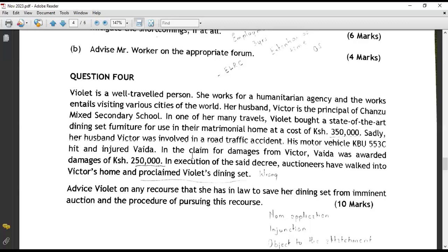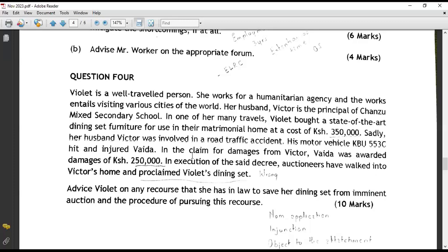350,000 Kenya shillings. Sadly, her husband Victor was involved in a road traffic accident. His motor vehicle KBU hit and injured Vaida. In a claim for damages from Victor, Vaida was awarded 250,000. In execution of the said decree, auctioneers have walked into Victor's home and proclaimed Violet's dining set. Advise Violet on any recourse she may have in law to save her dining set from auction, and the procedure for pursuing this recourse.